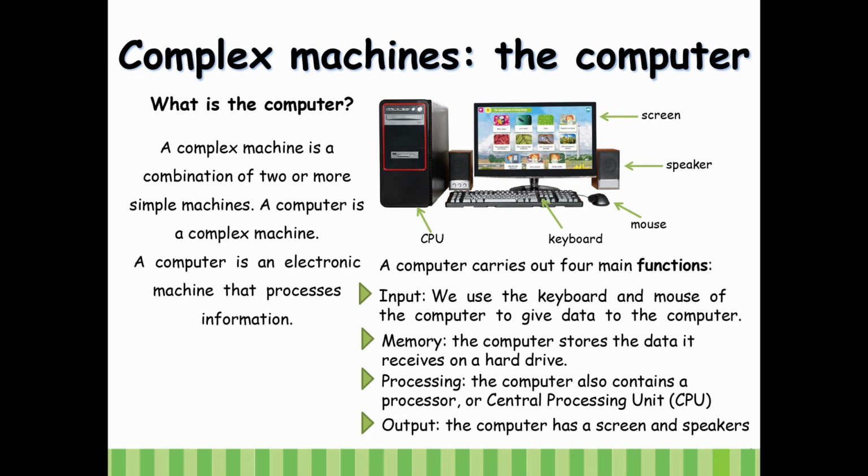Input: we use the keyboard and mouse of the computer to give data to the computer. Memory: the computer stores the data it receives on a hard drive. Processing: the computer also contains a processor, or central processing unit, CPU. And output: the computer has a screen and speakers.